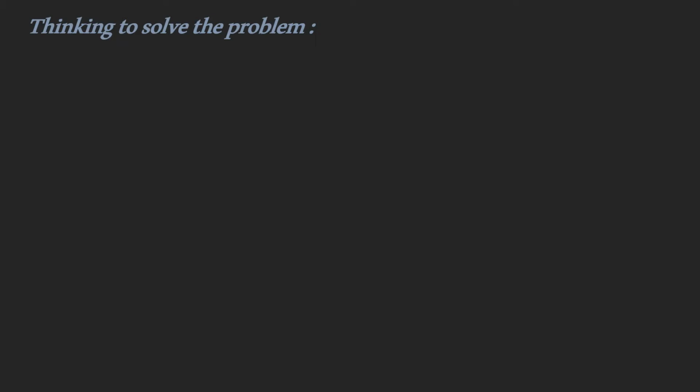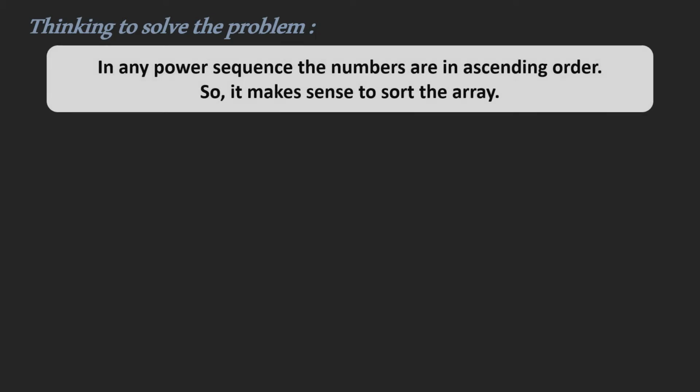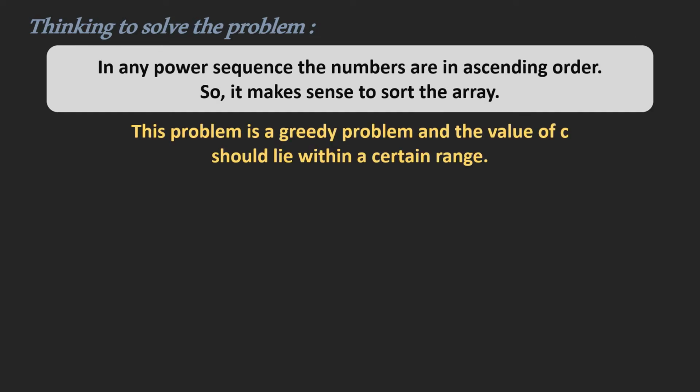Let's see what thinking we need to solve this problem. In any power sequence the numbers are in ascending order, so it makes sense to sort the array first. Now we will work on the sorted array. This problem is a greedy problem and so we need the values of c that are possible.